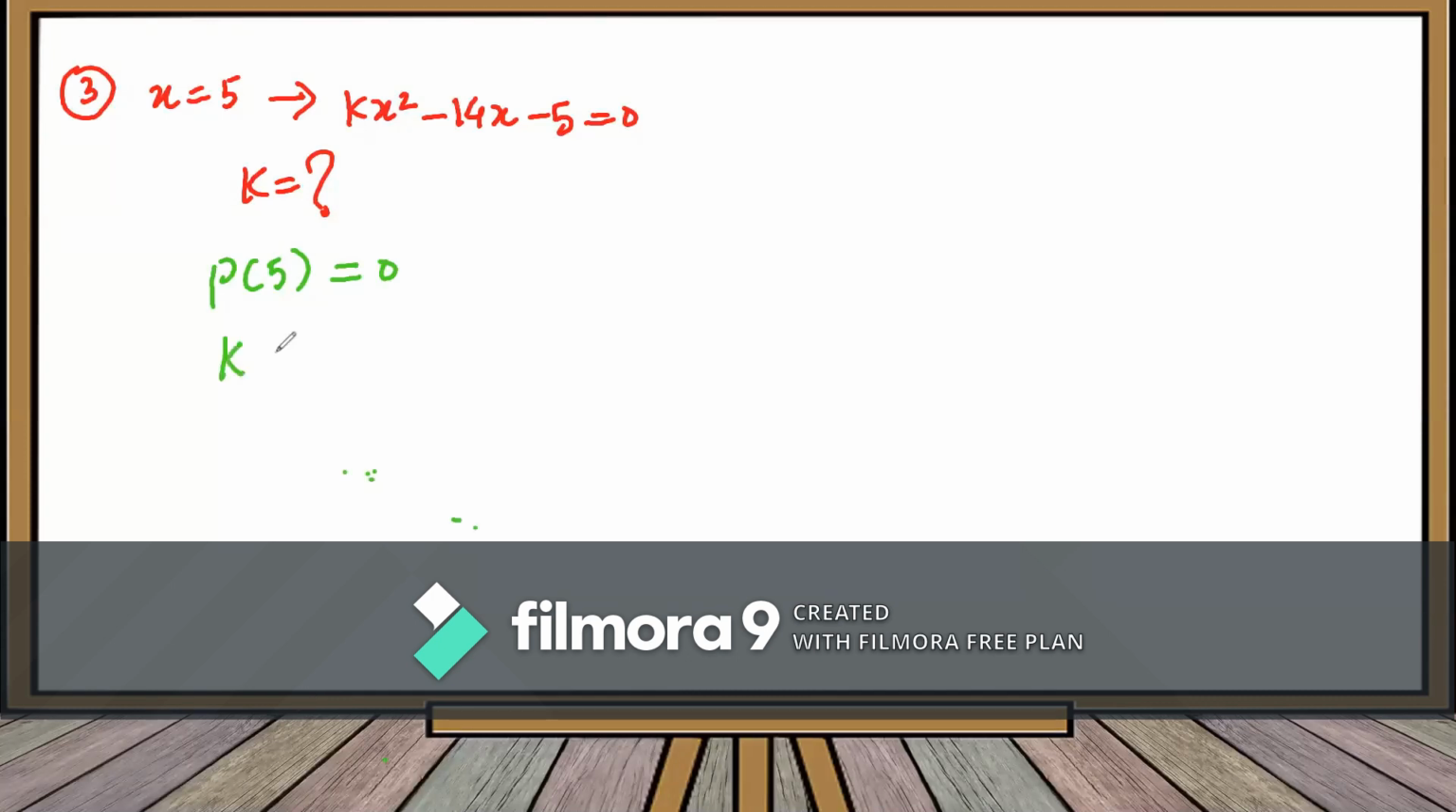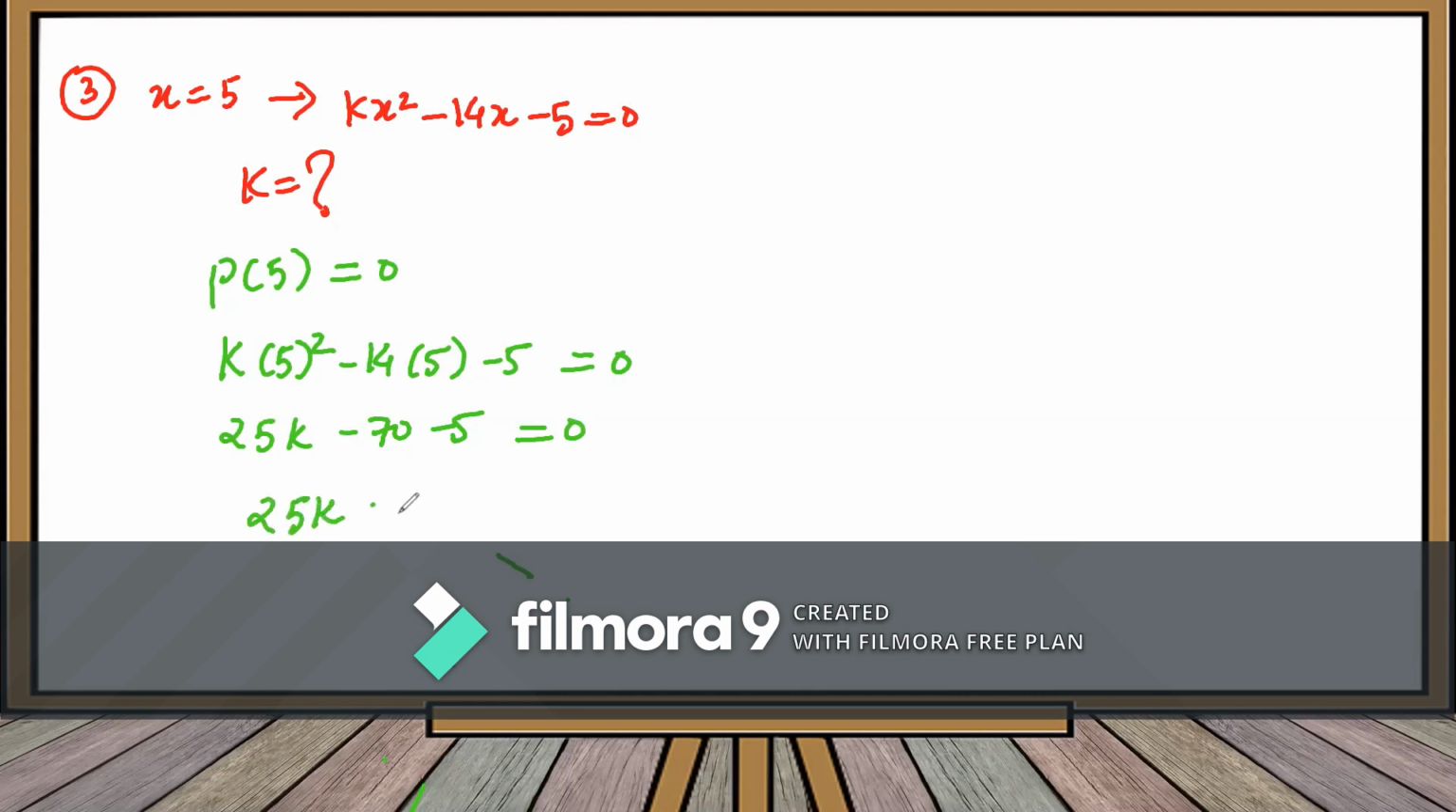So let's substitute 5 for x. So k into 5 square minus 14 into 5 minus 5 equal to 0. So it is 25k. 14 into 5 is 70, minus 5 equal to 0. So it's 25k minus 75. I will take this minus 75 to the other side, transpose it. So basically k is equal to 75 upon 25, which is equal to 3. So hence the value of k comes out to be 3.